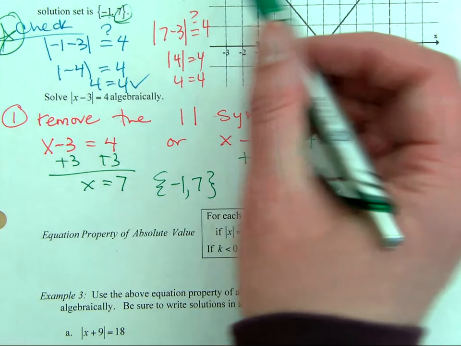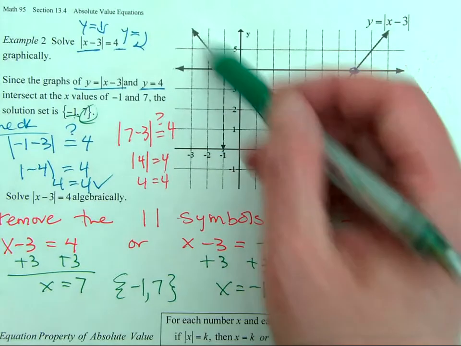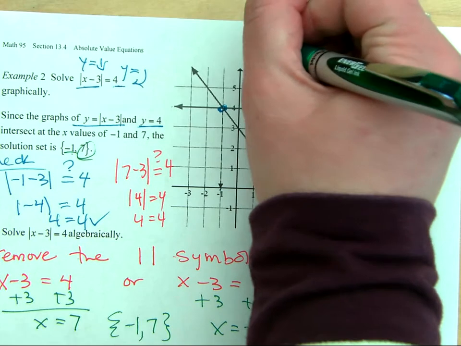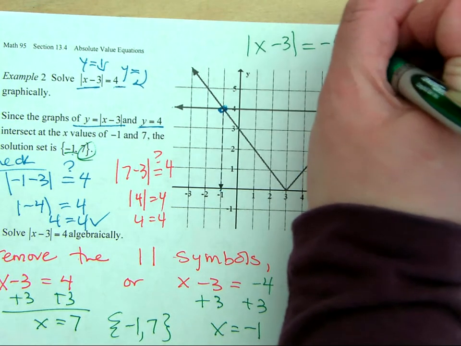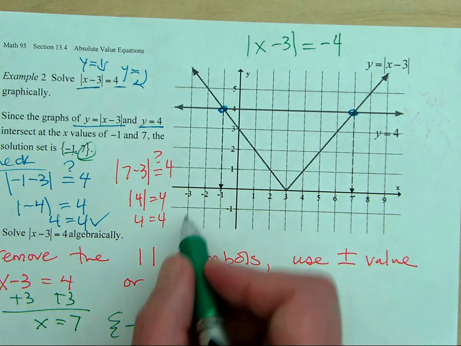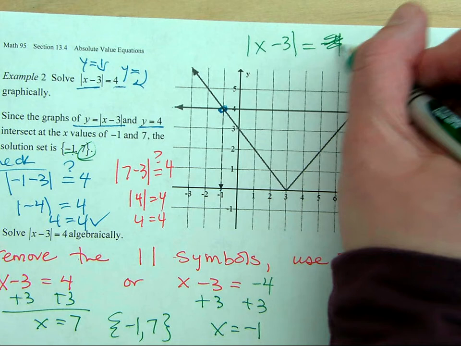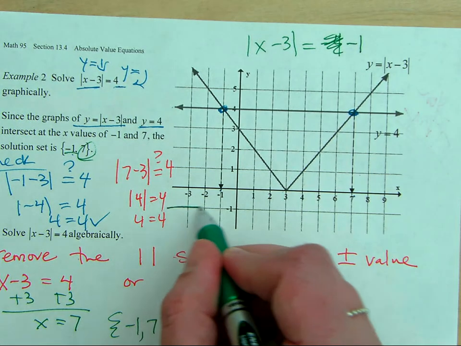Imagine for a minute I said that this absolute value equation, imagine I said that the absolute value of x minus 3 is equal to -4, or actually even -1. Let's just do -1. -1 is all the way down here.